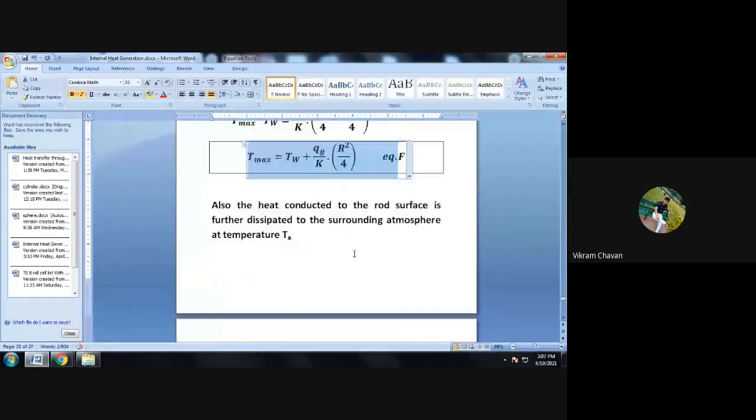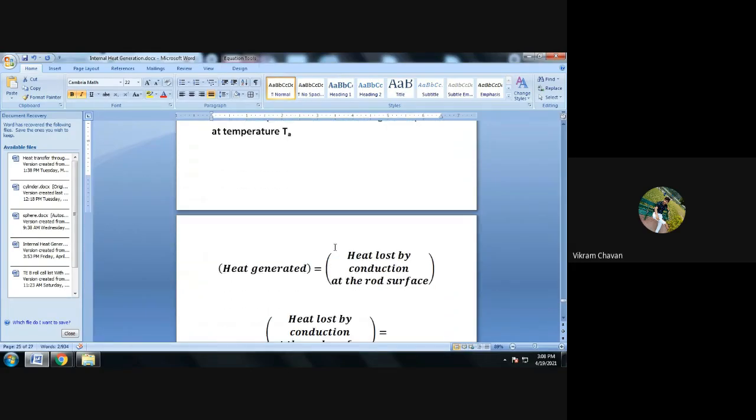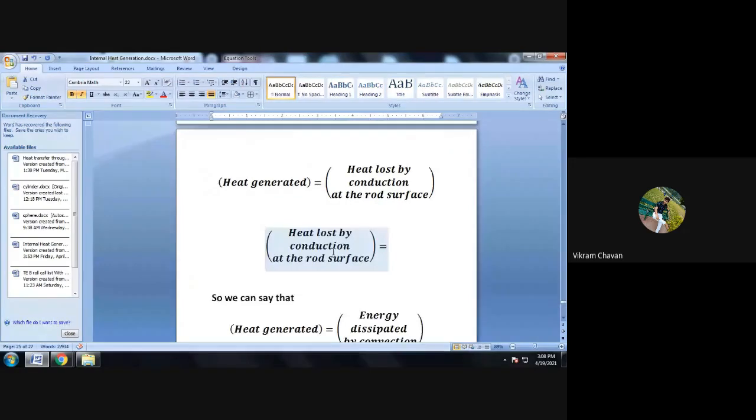And at the last, if you consider that the heat which reaches the surface of the rod is dissipated to the surrounding, in that case we have to consider the heat lost by conduction.